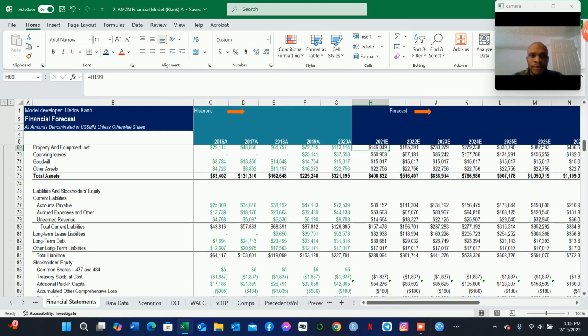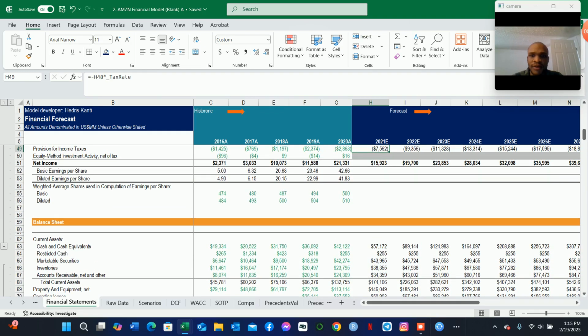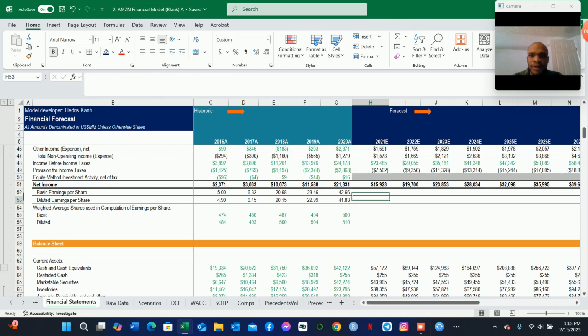So now we are partially done with our financial statement for Amazon. The only thing that is left is the basic earnings per share and the diluted earnings per share, that is going to be based on the weighted average shares used in computation of earnings per share.